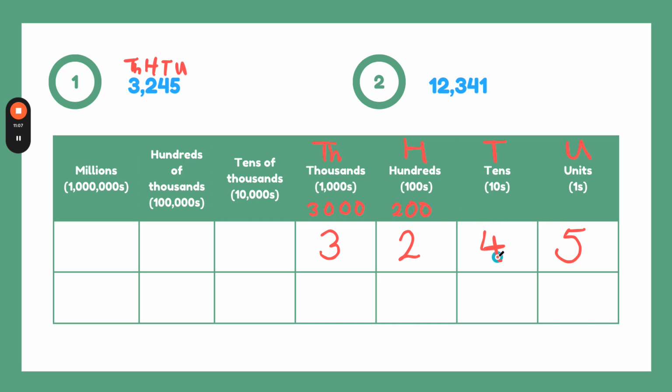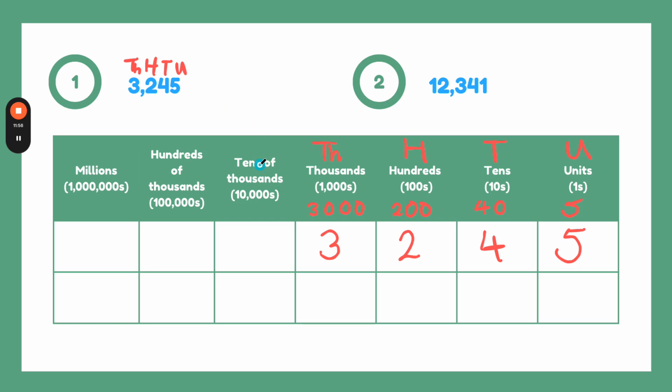The 4, we have 4 lots of our tens, so the value of the 4 is 40. And we have 5 lots of our units. So the value of the 5 will just be 5 because there are just 5 units. 5 times 1 is 5. Okay, so when you add these numbers up, you will get 3,245.